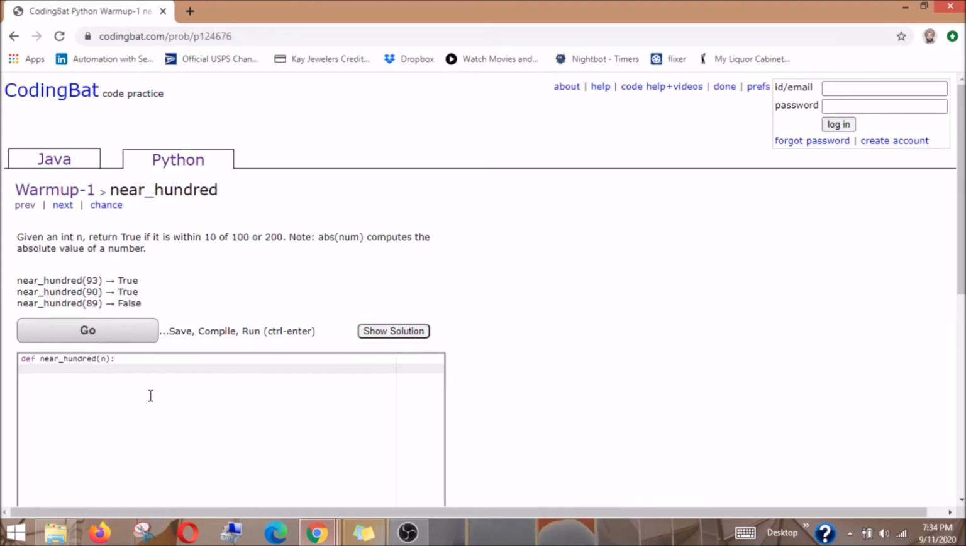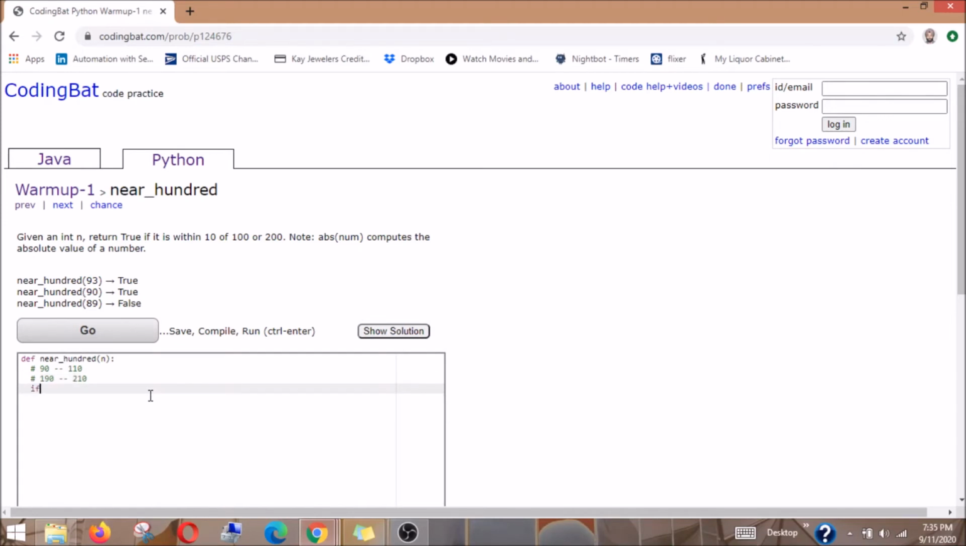Given an integer n, return true if it is within 10 of 100 or 200. Oh, 10 of, that means, okay, so it is going behind. So basically 10 of 100 means, let's see. It shall start from 90, as they have given the example, till 110, and same goes with this one. It will start from 190, it will go over till 210.